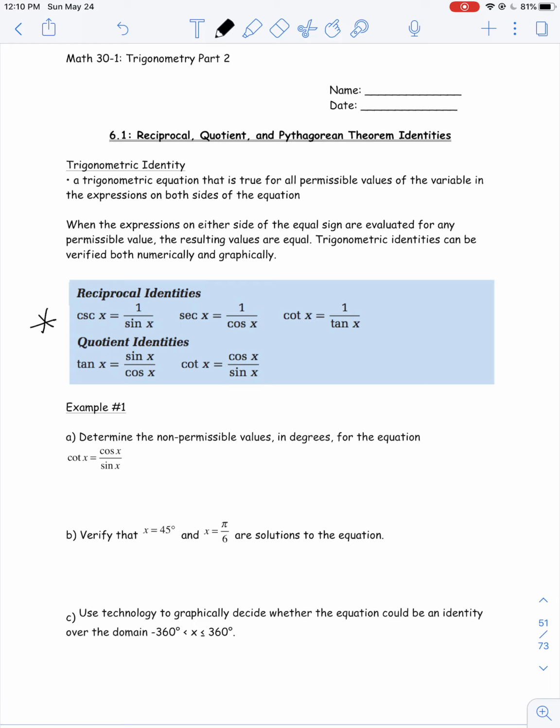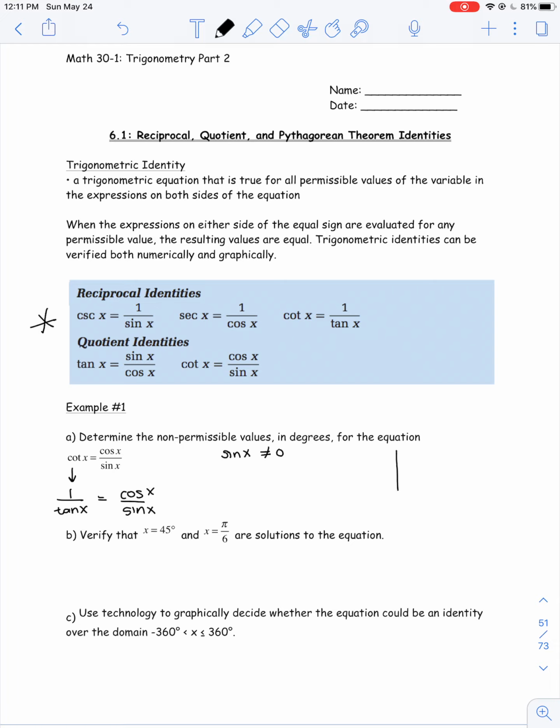So example number 1, they want us to determine the non-permissible values in degrees for this equation. When we're putting this into our calculator, we need to look at cotangent of x as 1 over tan of x. So for this to be true, the non-permissible values would be anywhere the denominator is equal to 0, which in our case, our denominator, which is sine of x, is not allowed to equal 0, right? So we need to find out every value of x that does make that equal to 0.